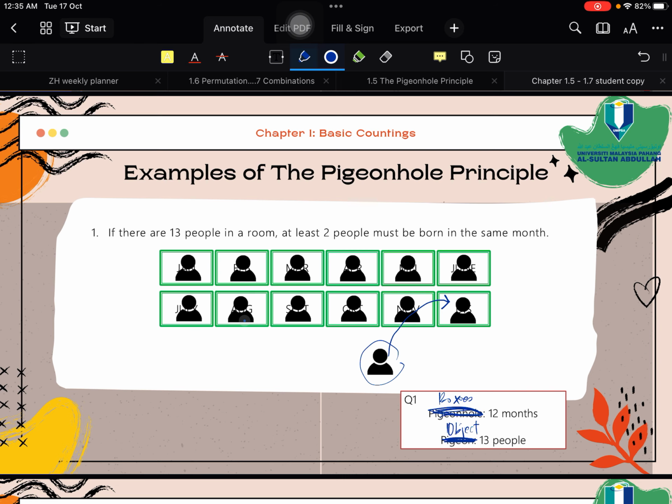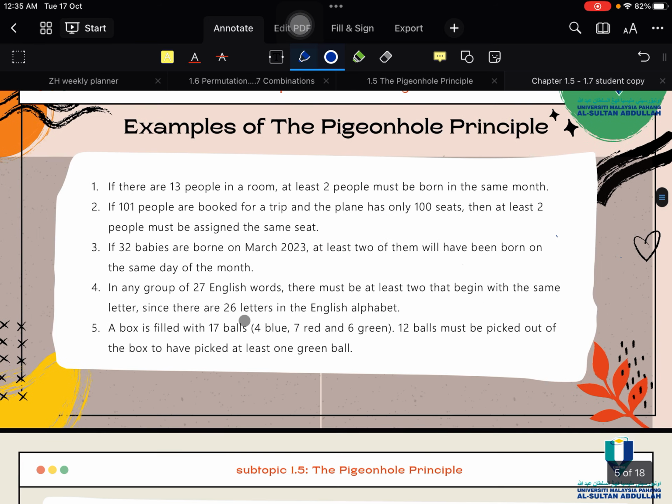Boleh? Okay, next one. Tadi kita dah settle number 1. Now let's look at number 2. Same thing, I want you to tell me what is the object and what is the box for question 2. Think about it. Number 2. What is the object, and what are the boxes?